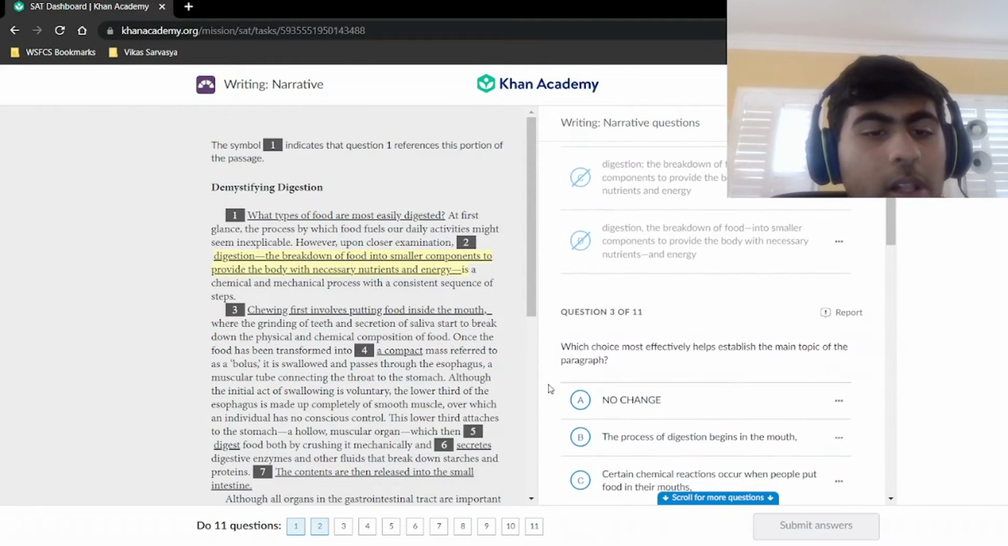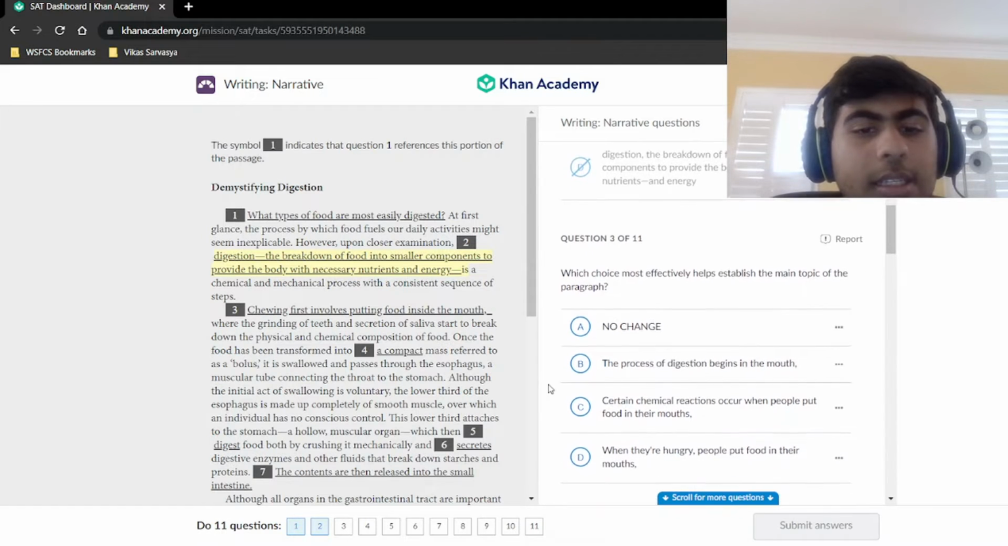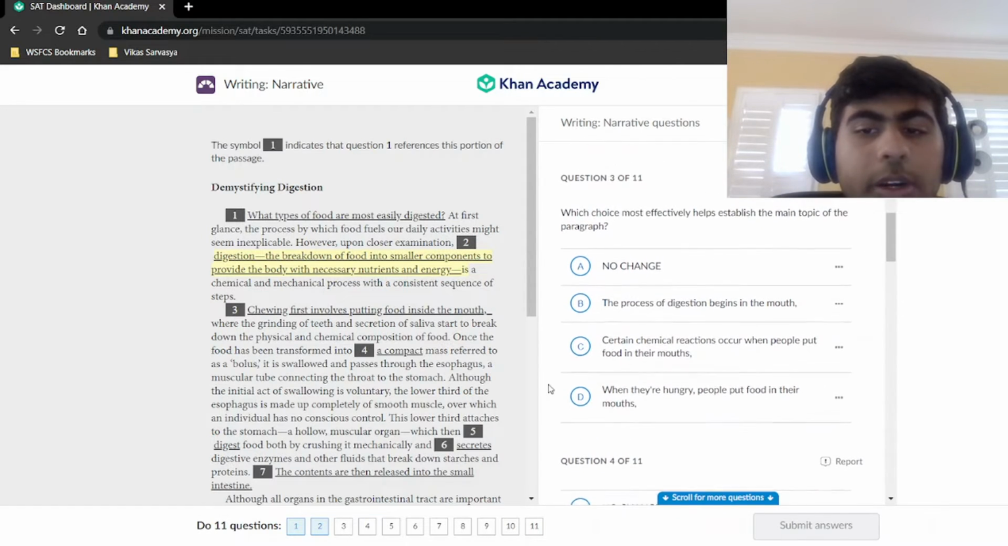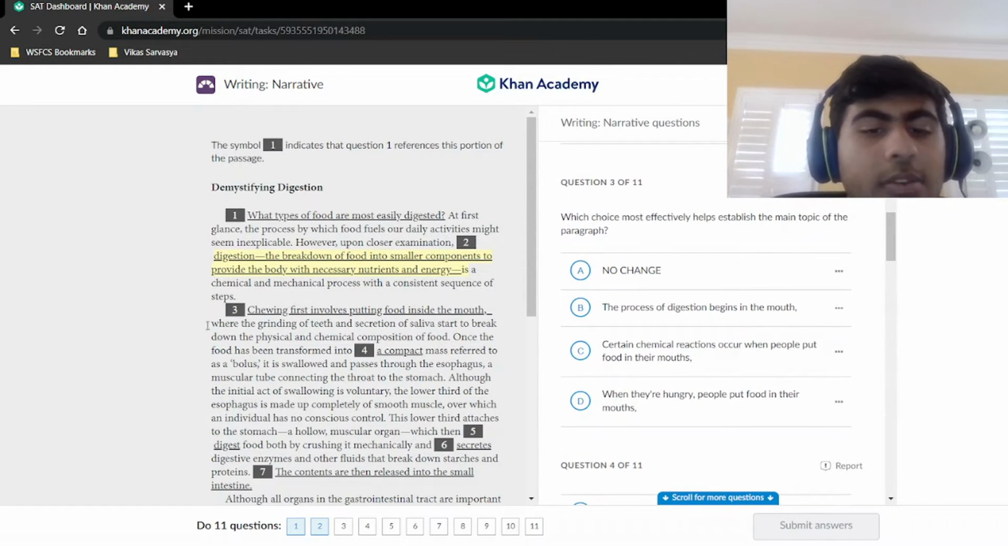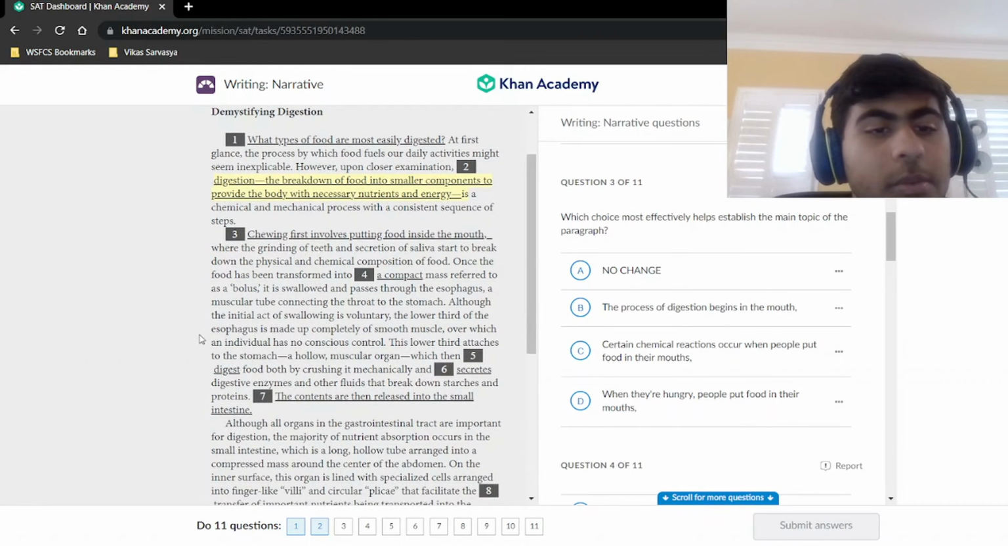So it's a chemical and mechanical process with a consistent sequence of steps, and we're trying to establish the main topic of this paragraph, so let's read the entire paragraph. Chewing first involves putting food inside the mouth, where the grinding of teeth and secretion of saliva start to break down the physical and chemical composition of food.